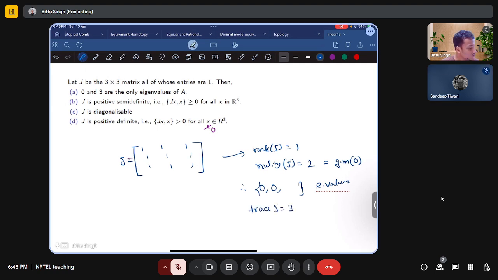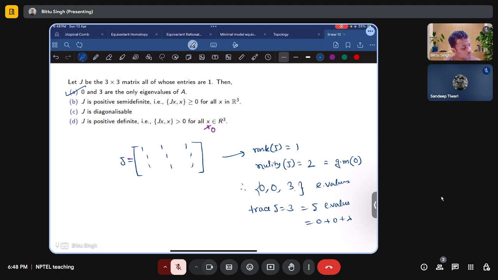So the trace of J is 3, which is the sum of eigenvalues. So the sum of eigenvalues is 3. That means those two are 0. So another eigenvalue lambda, 0 plus lambda is 3. So lambda must be 3. So 0 and 3 are the only eigenvalues. J is diagonalizable.